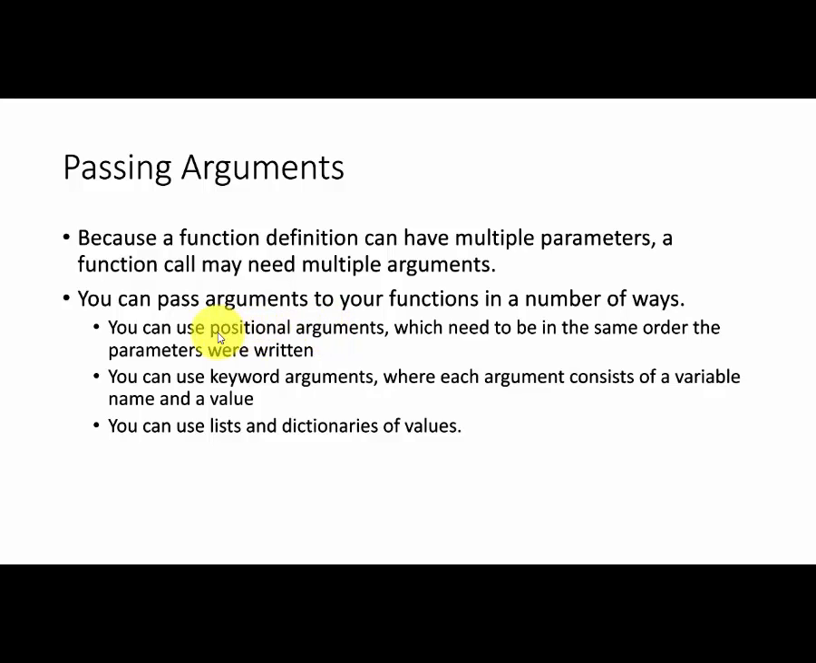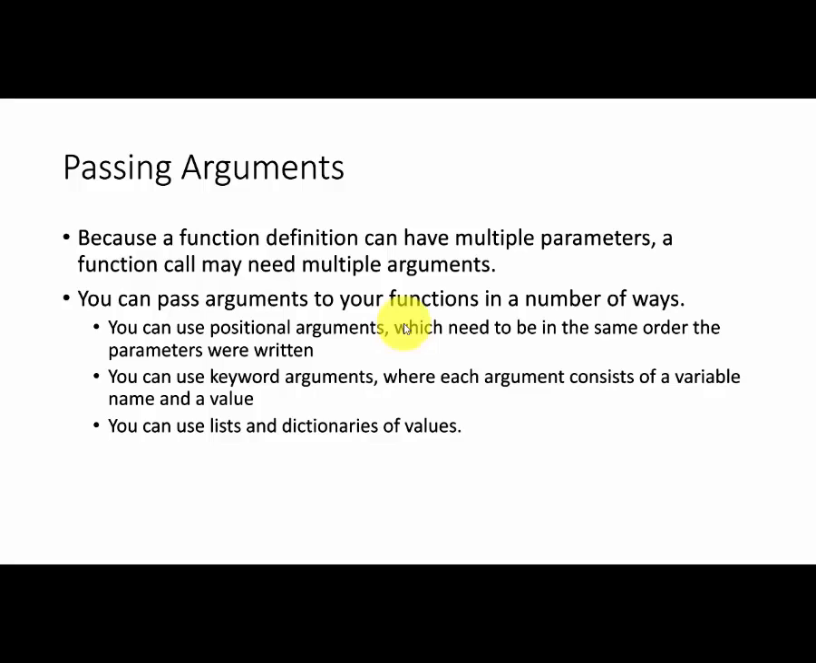That is the first way. The second way is you can use keyword arguments. Each argument contains the variable's name and a value. The third option is you can pass a list. You have learned what is a list, what is a dictionary, which will contain the values. Those things we will pass to a function. So there are three ways here you can pass it to a function.